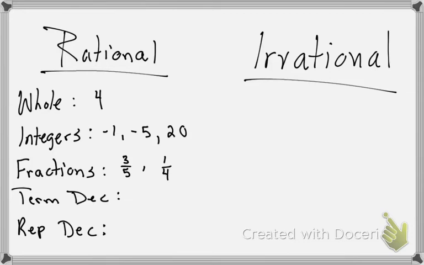Terminating decimal. Can anybody give me an example of a terminating decimal? 0.3. It has an end, right? It doesn't keep on going and going and going. Give me another example of a terminating decimal. Anything. 1.9, 1.5. Okay. Again, I could say 1.943, but again, it ends.